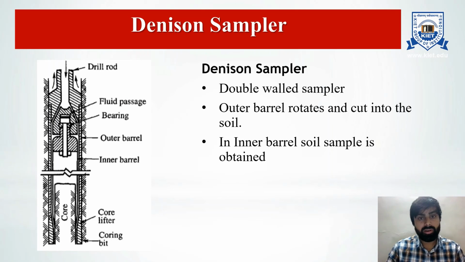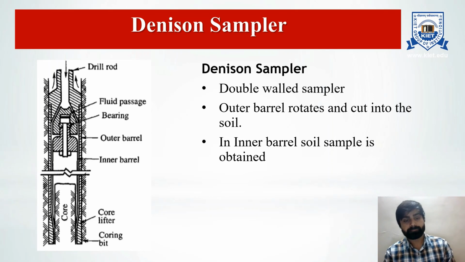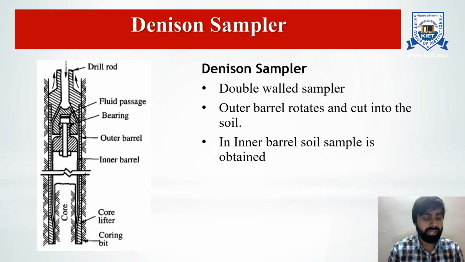Another sampler is the Denison sampler. The Denison sampler is a double wall sampler. The outer barrel rotates and cores the soil. The sample is obtained in the inner barrel. The inner barrel is provided with a liner. It may also be provided with a basket type retainer. The sampler is lowered to the bottom of the drill hole. A downward force is applied on the top of the sampler from here only.